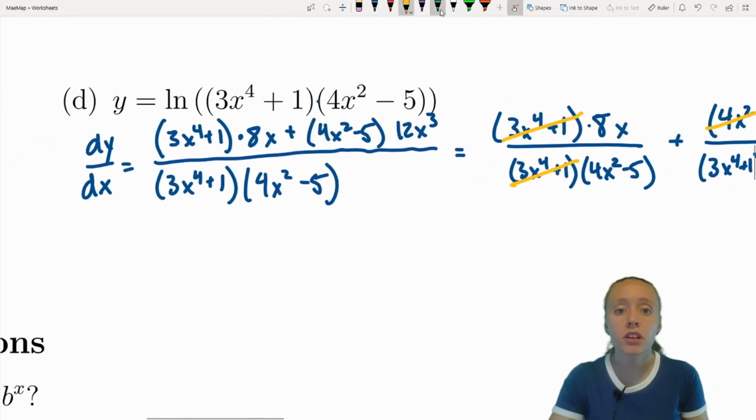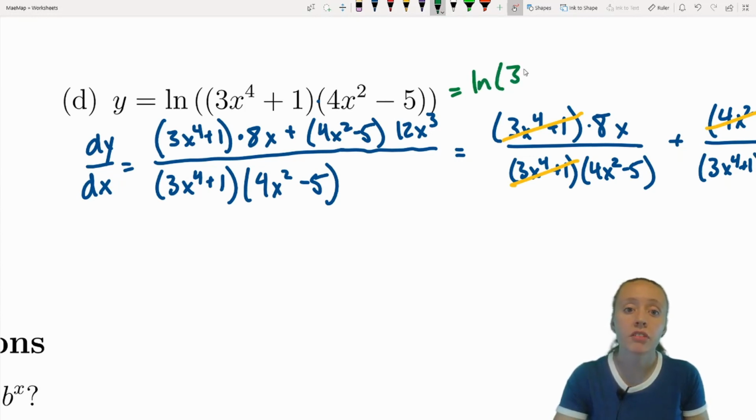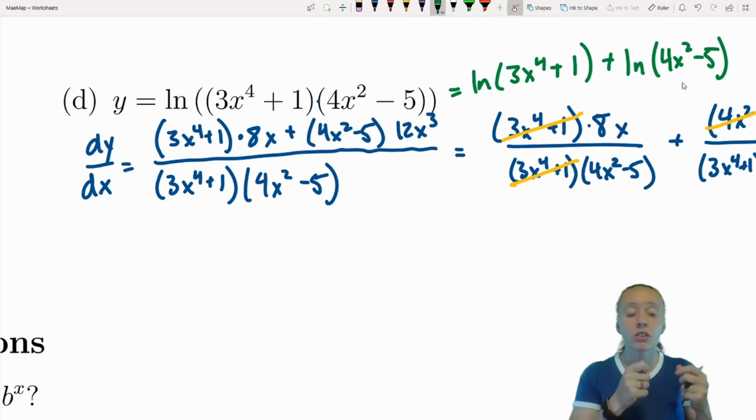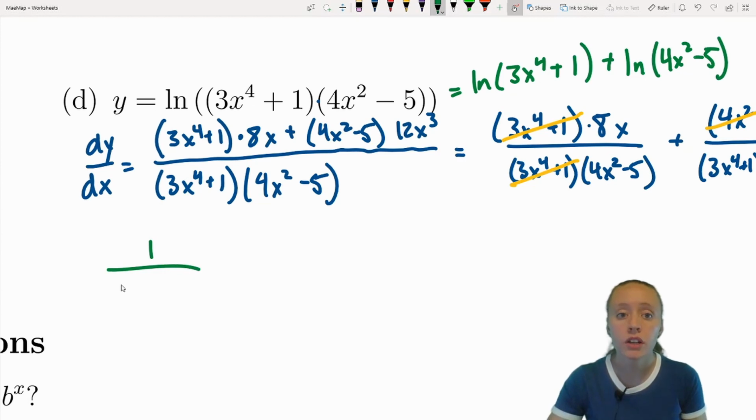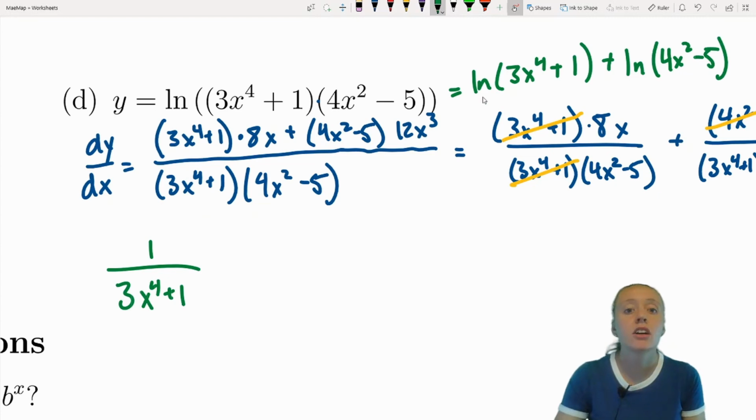So splitting up our logarithmic function first, I'm going to take the derivative of the ln of 3x^4 + 1 plus the ln of 4x^2 - 5. Taking the derivative of each of those individually, because there's addition in between, I'll apply the sum rule. So starting with that first ln function, I'm going to have 1 over 3x^4 + 1, and then I multiply by the derivative of the inside, 3x^4 + 1, which is 12x^3.